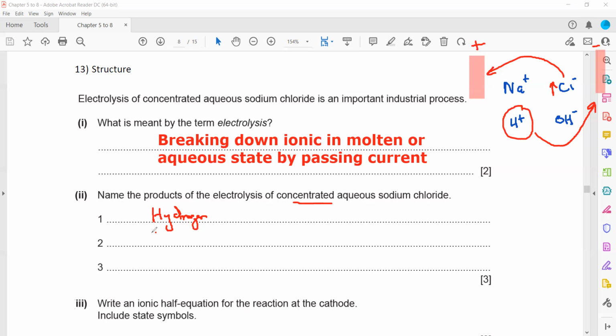When chloride ion moves there, what will we observe? We'll observe chlorine gas. So hydrogen is removed, chlorine is removed. What we are left with in the solution is NaOH, which is known as sodium hydroxide. So the 3 products which occur during the electrolysis of concentrated sodium chloride, which is also known as brine: one is hydrogen, obtained at the cathode. Another one is chlorine at the anode, and the solution will turn into sodium hydroxide.